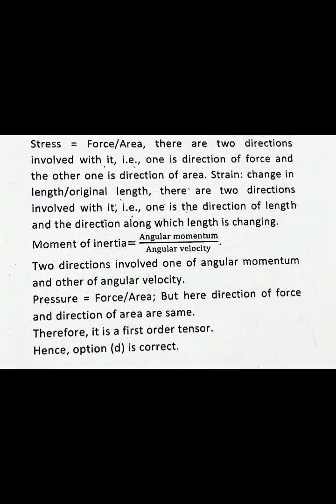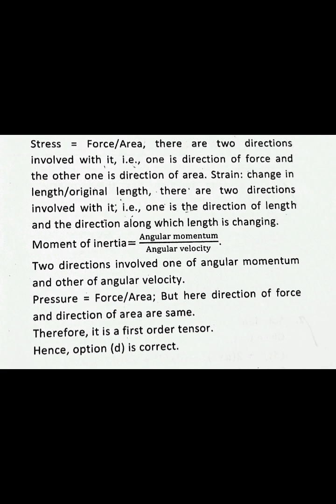The next question is, in the most general case, which one of the following quantities is not a second order tensor? Here, stress is equal to force by area. For a stress, there are two directions. One is associated with the area and one is associated with the force. So there are two directions here. So it is a second order tensor. Then for a strain, it is equal to change in length by original length. There are also two directions here, that is one along with the length changing and the other with the original length. So there are also two directions for strain.